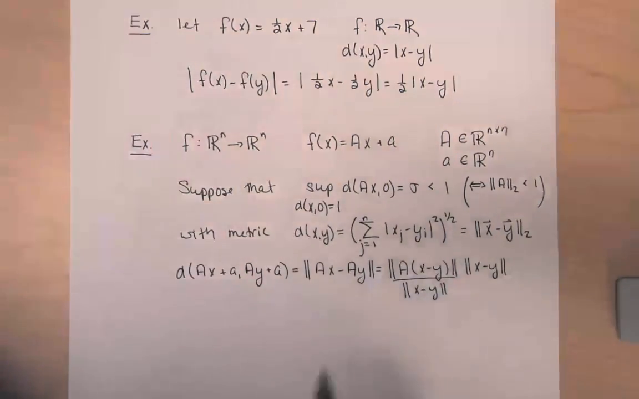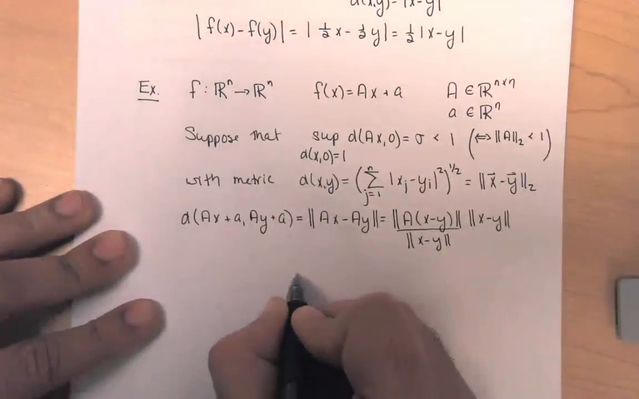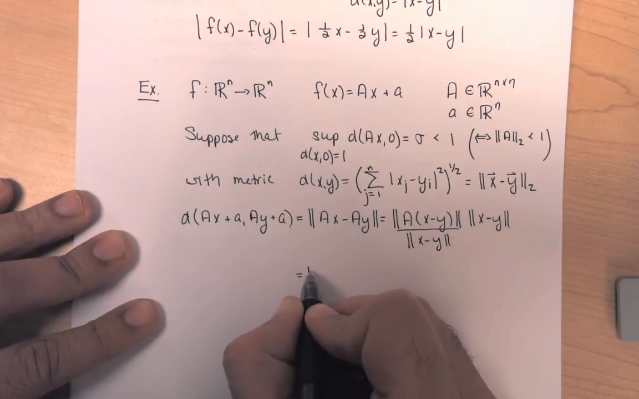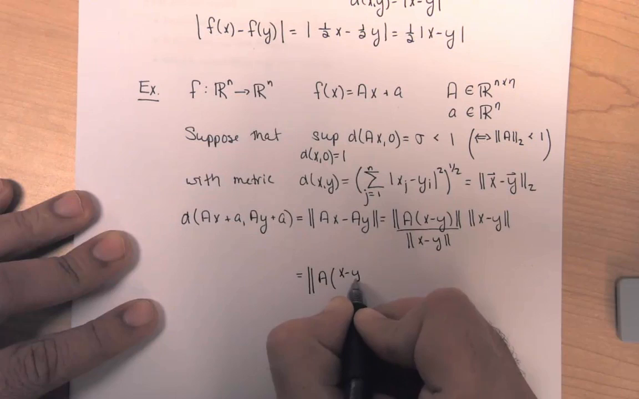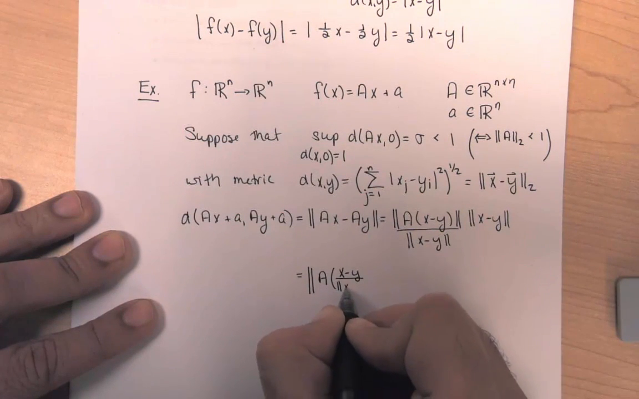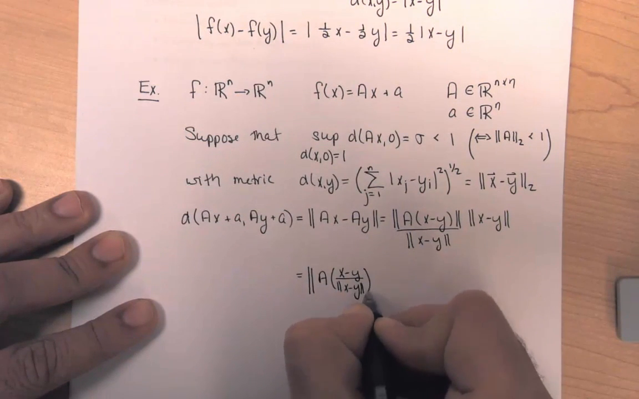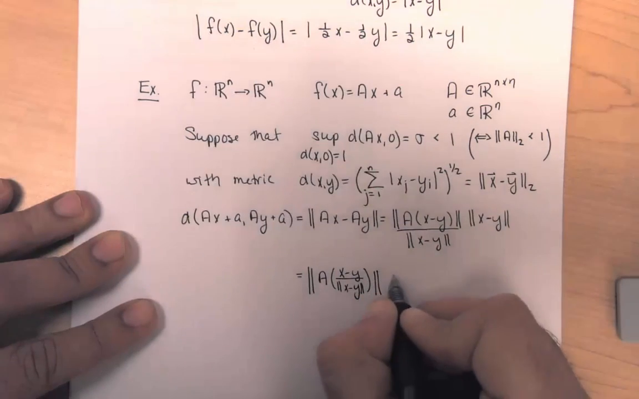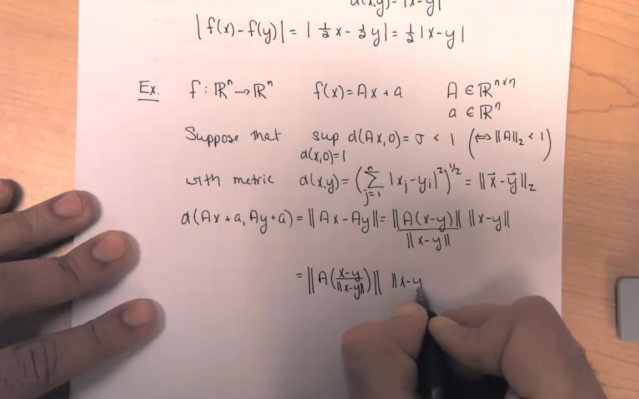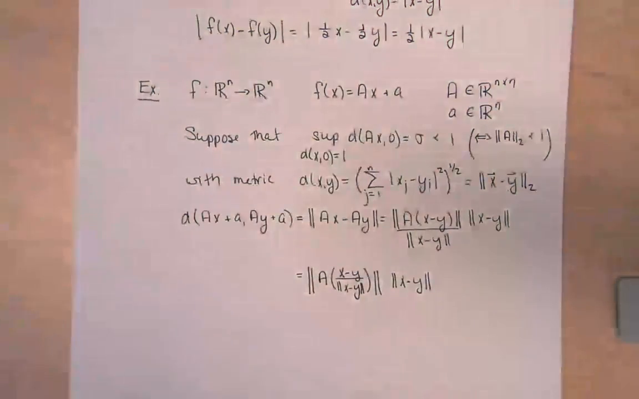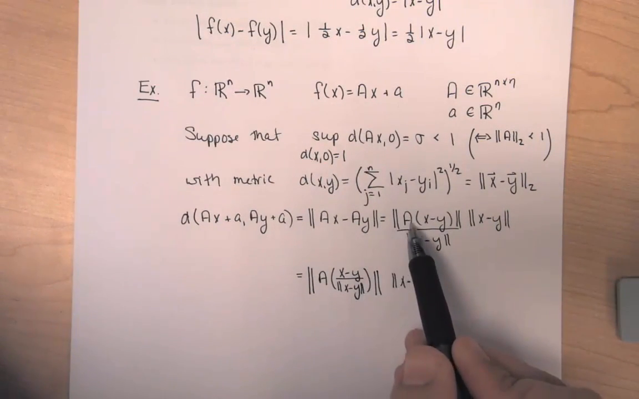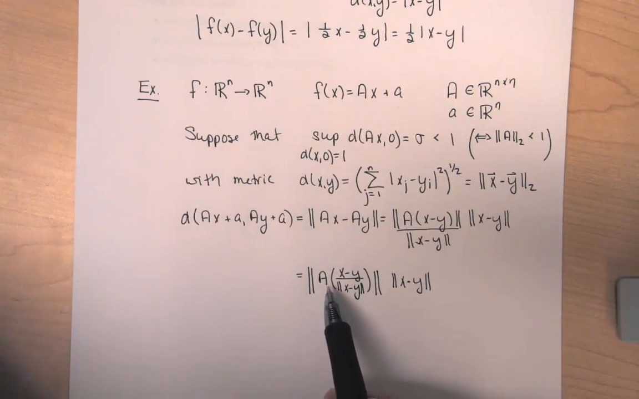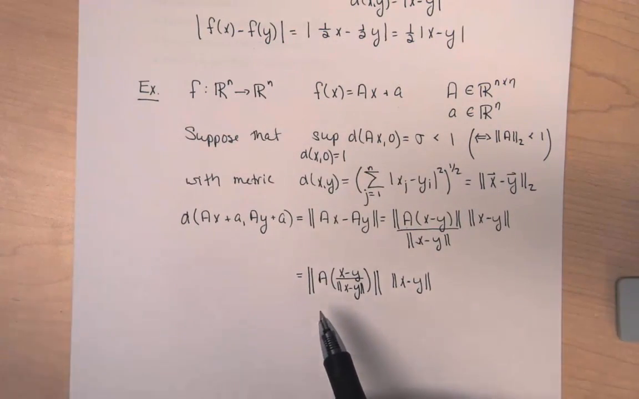So here I'm going to use a property of the norm that this is equal to a times x minus y divided by the norm of x minus y, times x minus y. Right? I essentially use the fact that if I scale a norm, I can pass the scaling inside. Then I use the linearity of matrix vector multiplication.